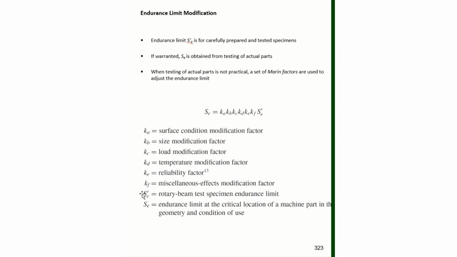And then Se prime is the rotary beam test specimen, the unmodified endurance limit, and Se is the endurance limit for the particular problem we're solving. Now what we're going to do is look at each one of these Marin factors individually and make sure we understand how to compute its value.